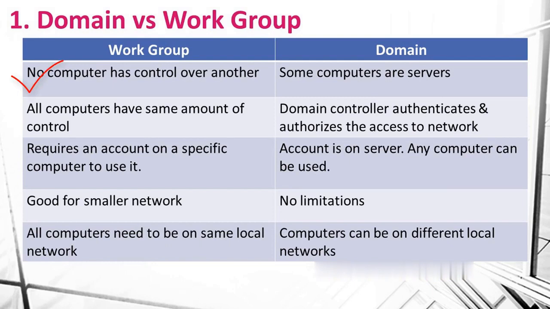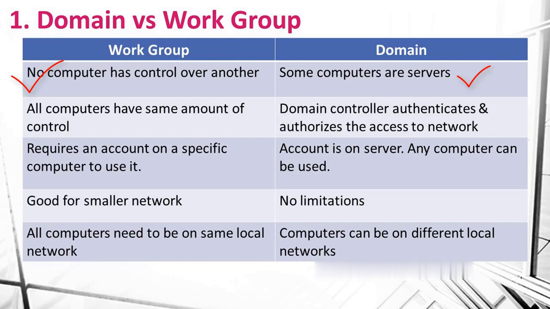While in a domain, one or more computers serve as servers. These servers are used by the network engineers to control the security and permissions for all other computers in the domain. Then, as we just saw, workgroups don't have servers or controllers. All computers have the same amount of control. But in a domain, there is a domain controller that checks for authentication and authorization of the users on the network. Only authorized users can connect to the server and access the resources, which makes a domain safer and secured.